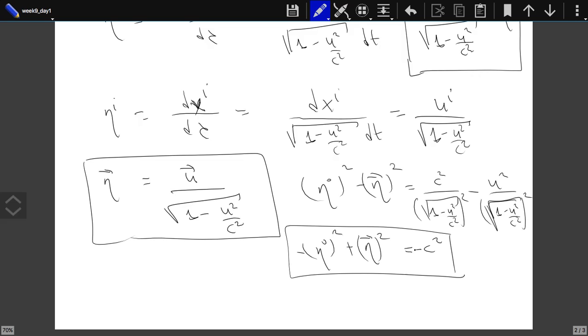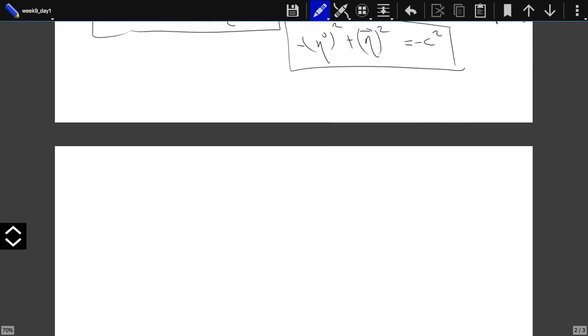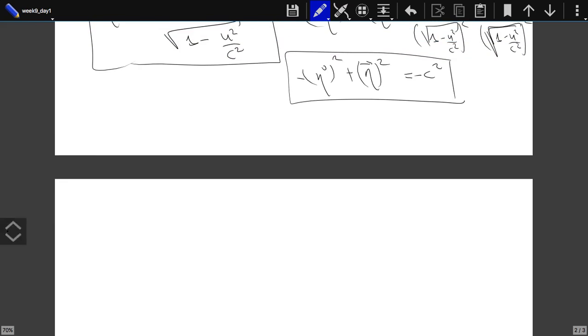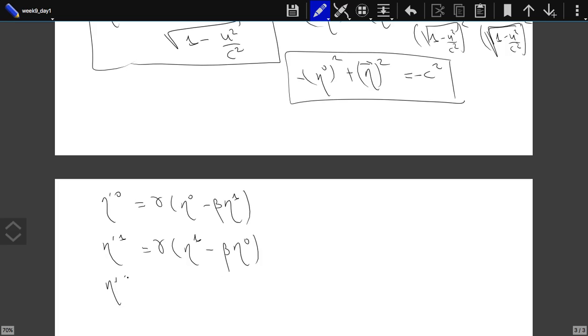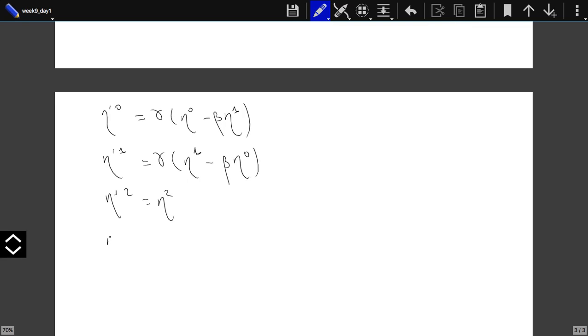Now let's go to a different reference frame. In this new reference frame, let's say the new reference frame is moving with speed v in the x direction. We already know how the 4 vectors change. Eta prime 0 will be gamma times eta 0 minus beta eta 1. Eta prime 1 will be gamma times eta 1 minus beta eta 0. Eta prime 2 will be eta 2. Eta prime 3 will be eta 3.